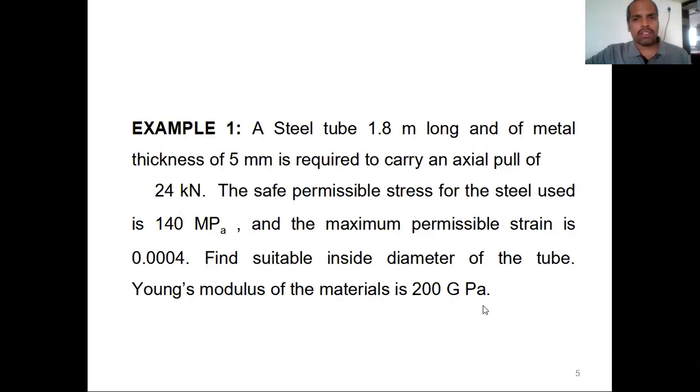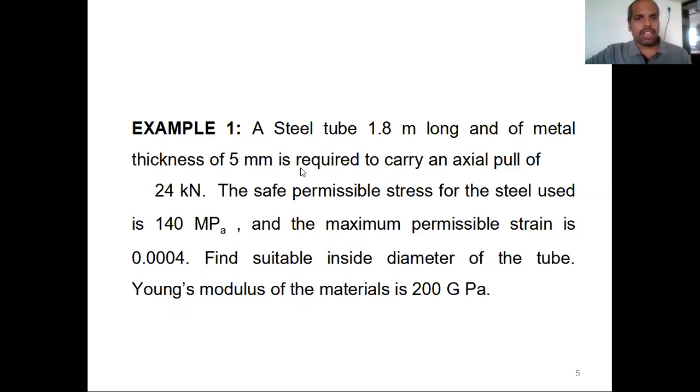GPa means gigapascal. 200 into 10 to the power of 9 Pascal, which means Newton per meter square. That is the unit of Young's modulus. Another term for it is modulus of elasticity. Most of the cases we use Young's modulus, which we also call modulus of elasticity.